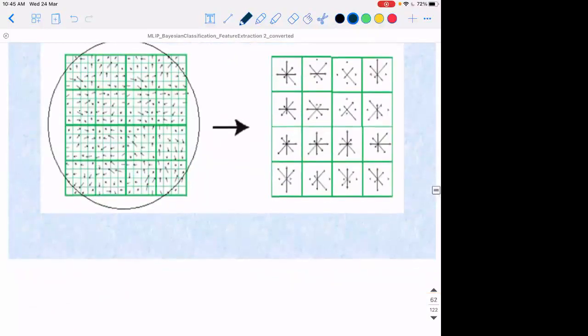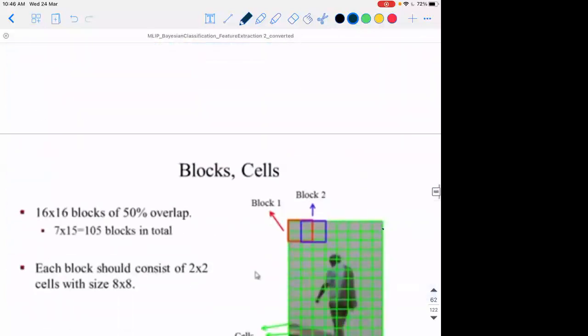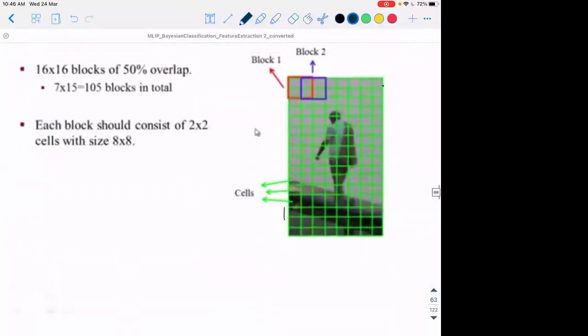Okay. So is this discussion clear? If you have any questions, you can ask now. I will just follow up a little bit on the HOG applied for human detection, and then we will conclude the class.